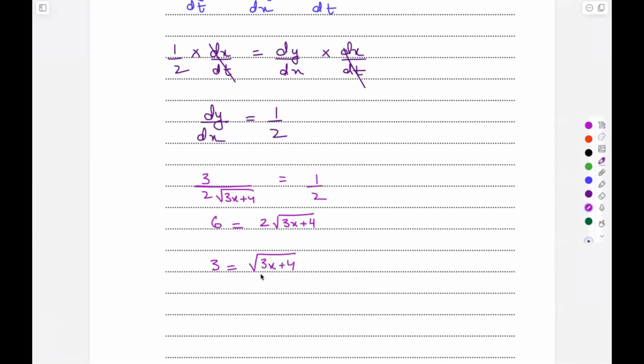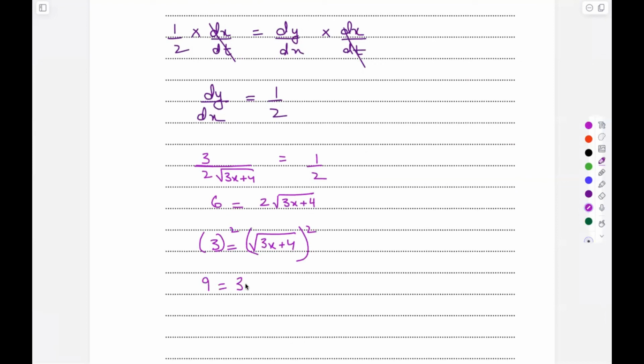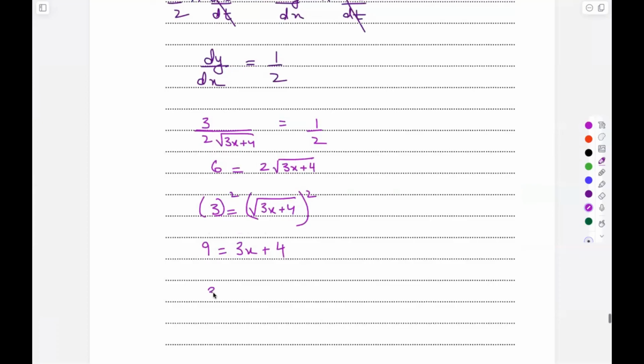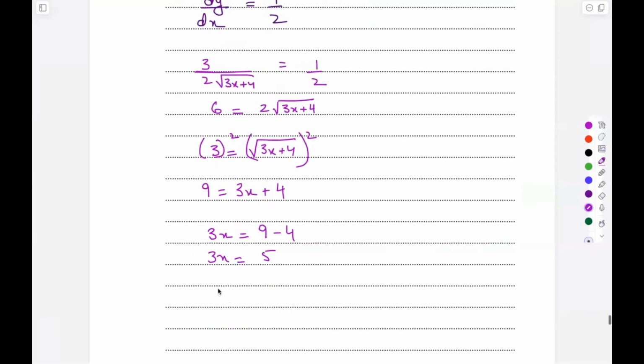Now squaring both the sides, the square root will cancel out, and this 3 will become a 9. So this will be 9 equals 3x plus 4. Now finding the value of x, 3x will be equal to 9 minus 4, so 3x equals 5, and x will be equal to 5 upon 3.